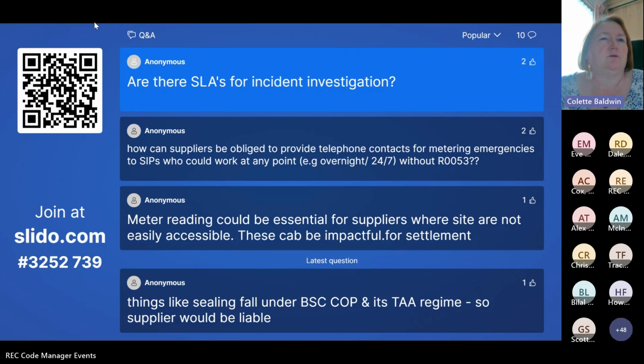But which contract are we talking about? The contract between the SIP and the premise owner? I'm just meaning as part of their obligation as a SIP, do they have a service level agreement that they'll do an incident investigation? But, you know, if we raise an issue with them that their operative has left a reverse polarity on site?